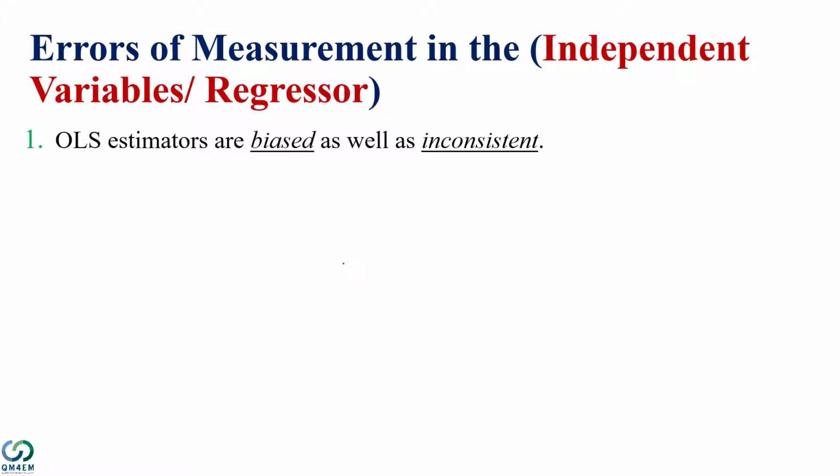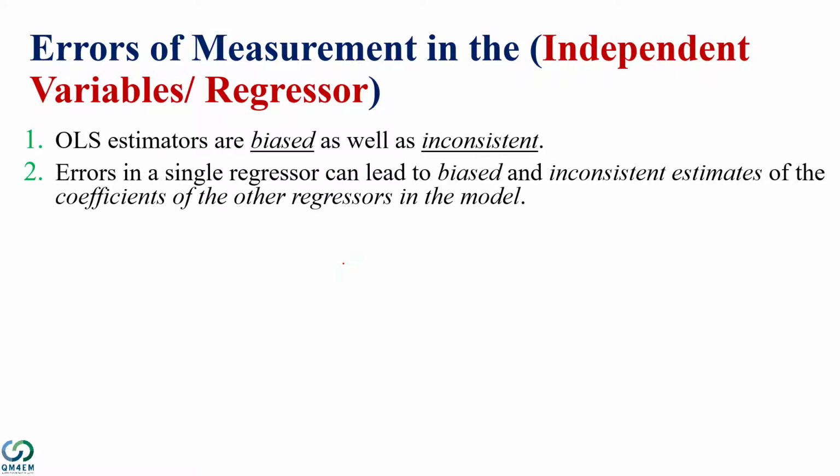Furthermore, it's important to note that even error in a single explanatory variable can lead to biased and inconsistent estimates of the coefficients of other regressors in the model. So if you have an issue in even one x variable out of the n x variables in your model, this one x variable potentially affects all other variables in your model.